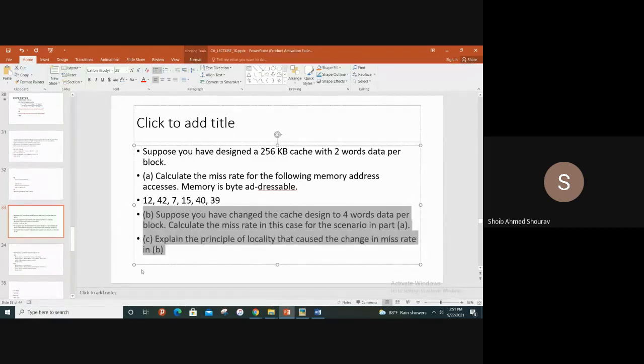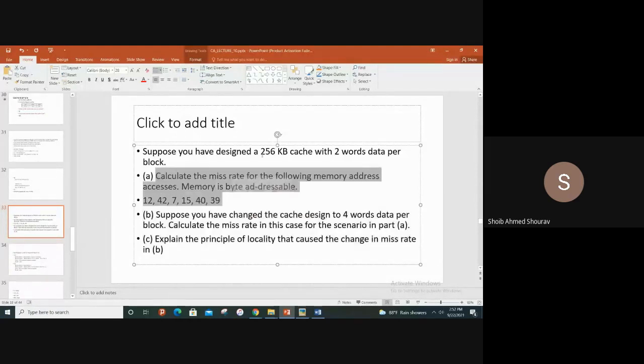This is your next home assignment, parts B and C. You have to submit within the next week. But before that, first let me show you this solution. 256 kilobyte, 2 words of data per block.